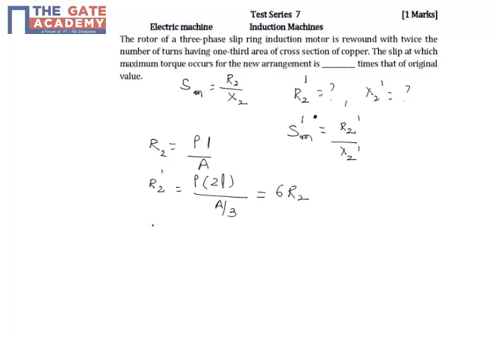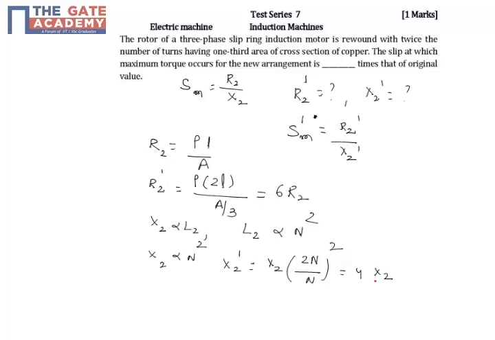And what about X2? We know that X2 is proportional to the inductance L2, and also we know that the inductance is proportional to the number of turns squared. So that means X2 is proportional to the number of turns squared. So X2 dash is equal to X2 into, initially the number of turns is n, the new number of turns is 2n, doubled, squared. So this is equal to 4 times X2.